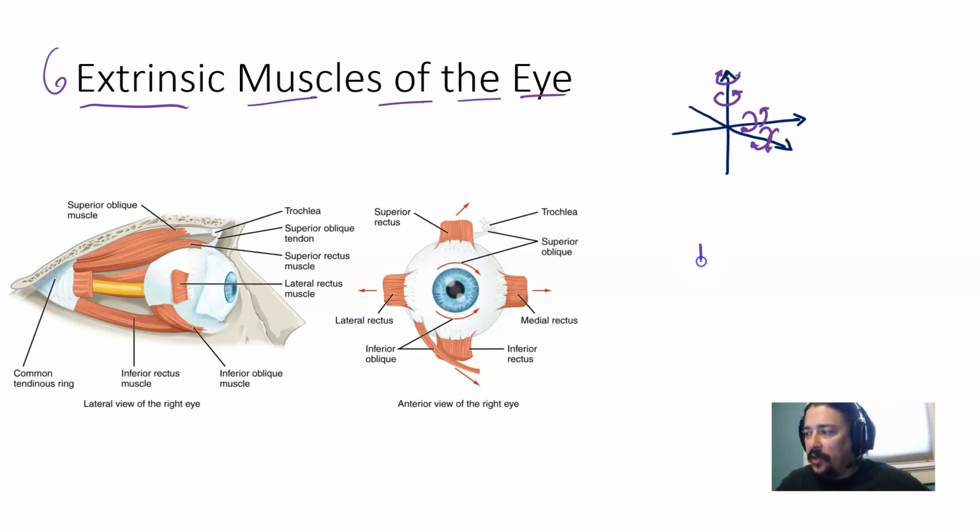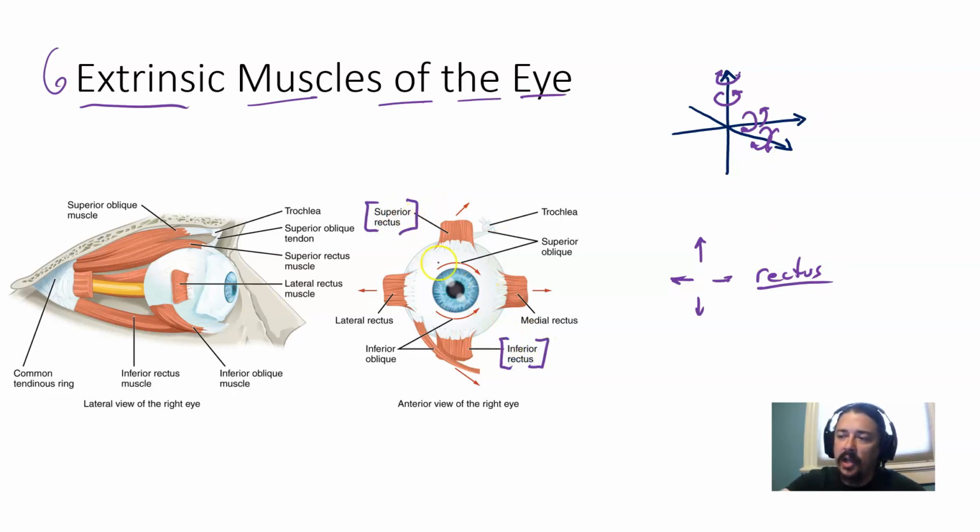The ones that allow you to look up, down, medially, and laterally are known as the rectus muscles. You have one on top, that's the superior rectus. You've got one on the bottom, the inferior rectus. These allow you to look up and down. The medial rectus allows you to look medially. So when you cross your eyes, you're contracting both medial rectus muscles at the same time. And then the lateral rectus allows you to abduct your eye. You can't really abduct your eye more than just looking straight ahead.